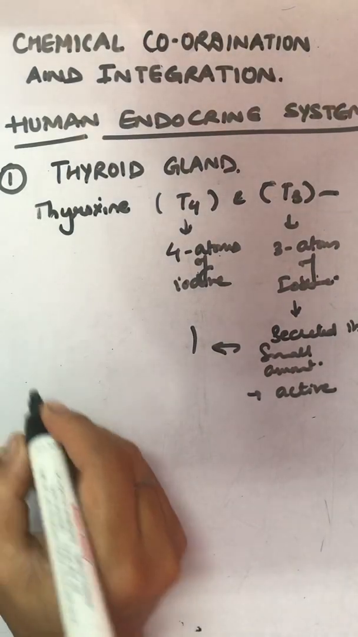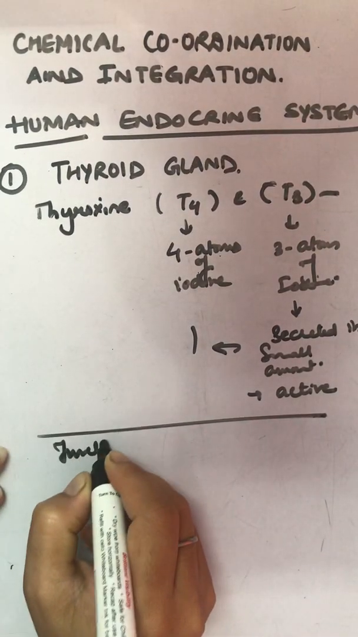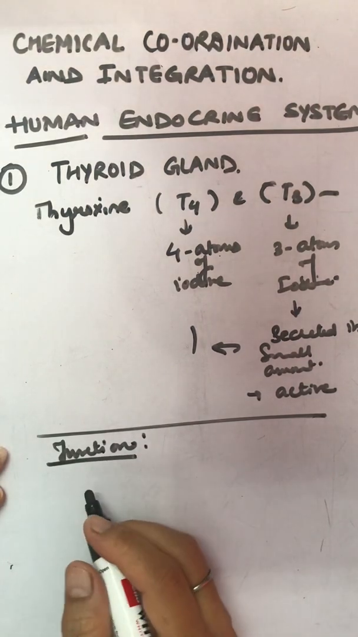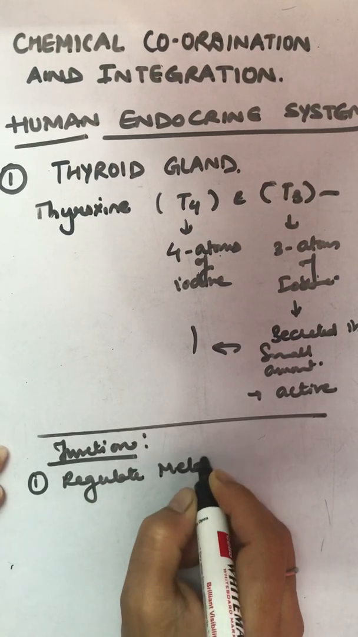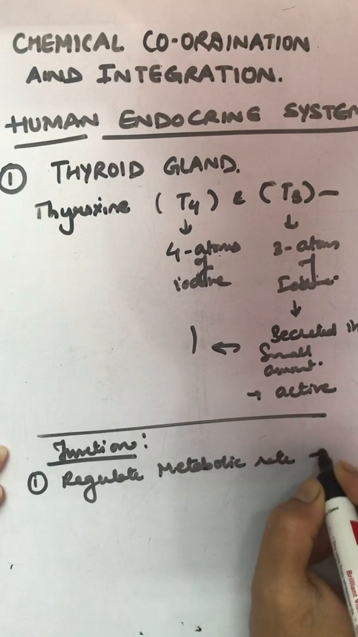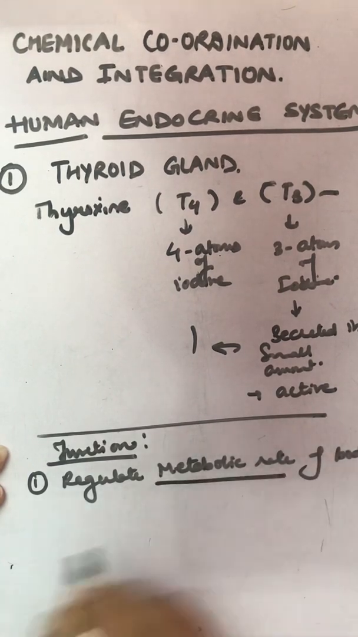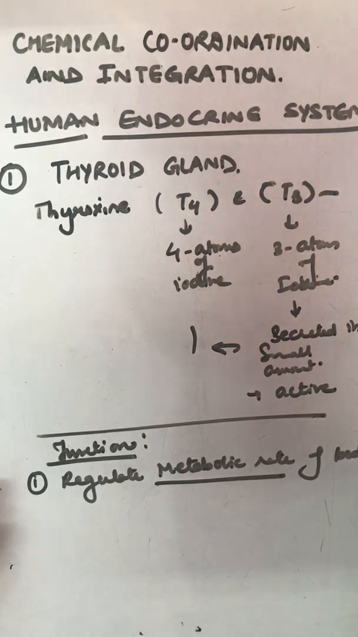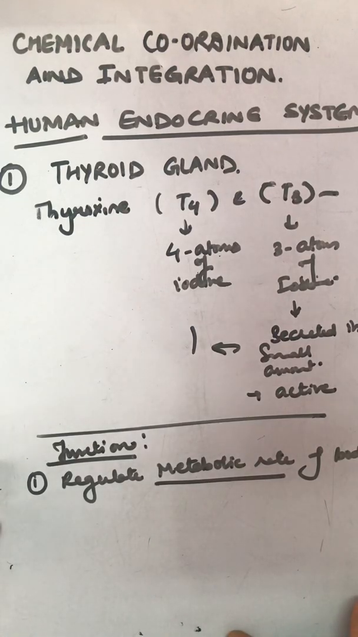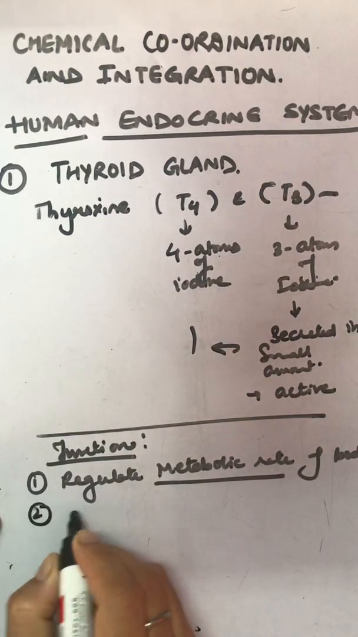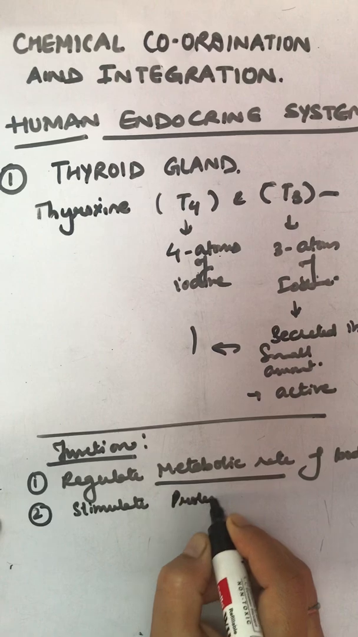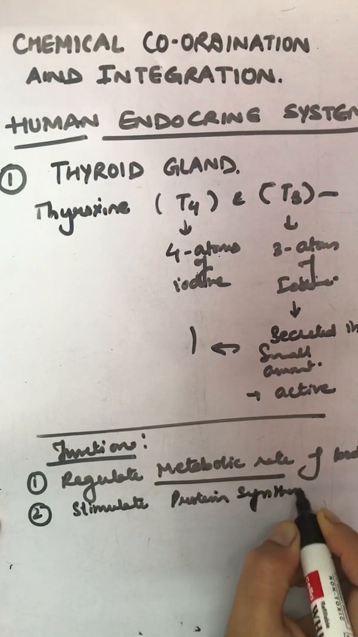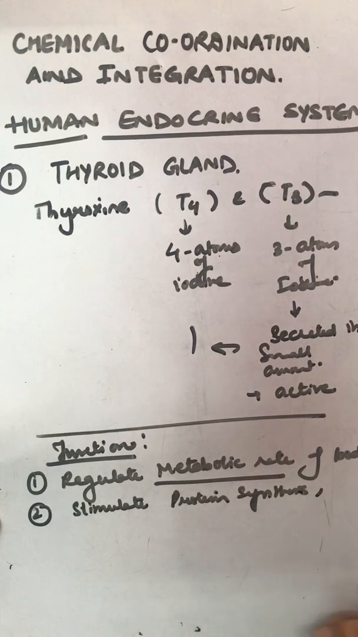And what do they do? Functions. That is their role. Regulate the metabolic rate of body. What do we understand by metabolic rate of body? It means maintaining the basal metabolic rate, BMR, of the body, where we get to know how our organs are functioning. Then stimulate protein synthesis and therefore promote the growth of body tissues.